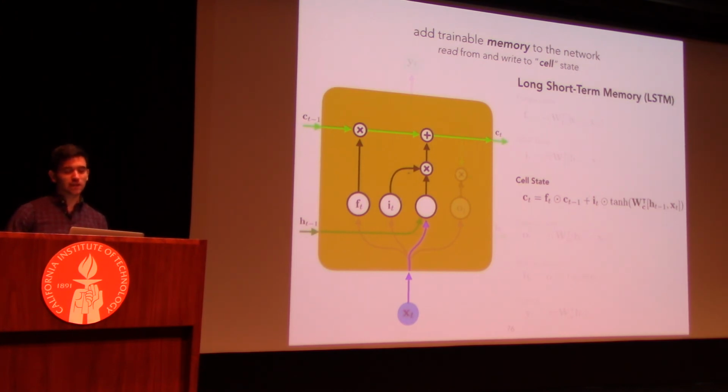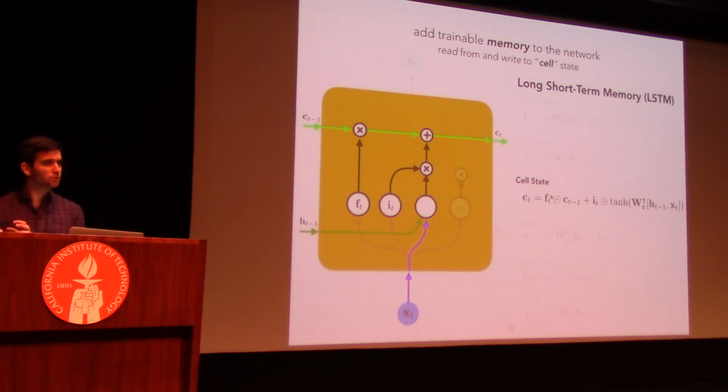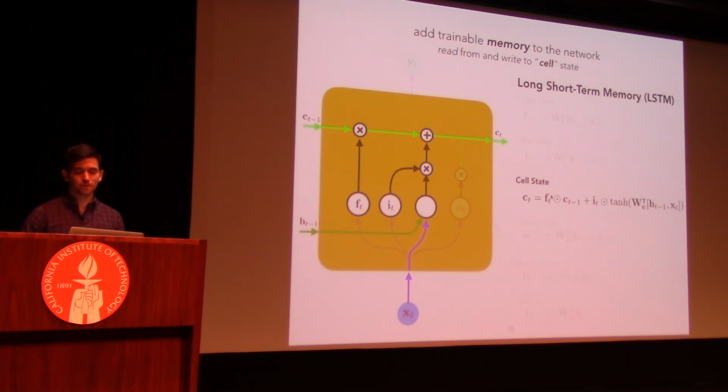It says, I want to keep some of that new information, so I'm going to element-wise multiply that with my input gate features, and then I'm going to element-wise multiply the previous cell state with the forget gate. So I'm going to keep some of this old information with my forget gate, and I'm going to incorporate some new information with my input gate. I have these two gates that are controlling this information.